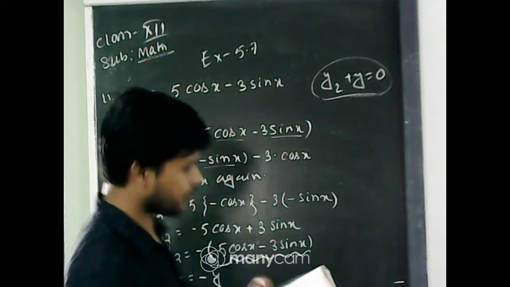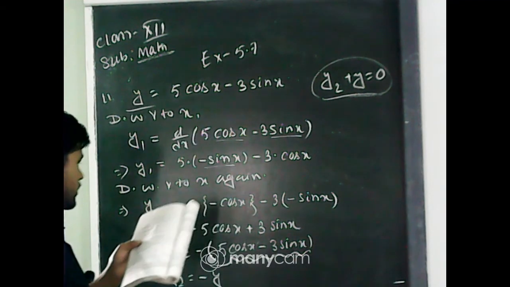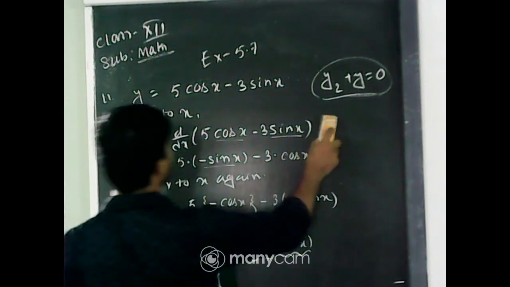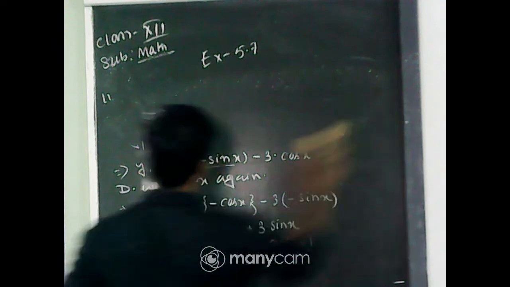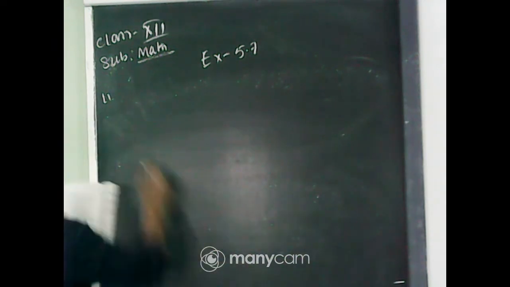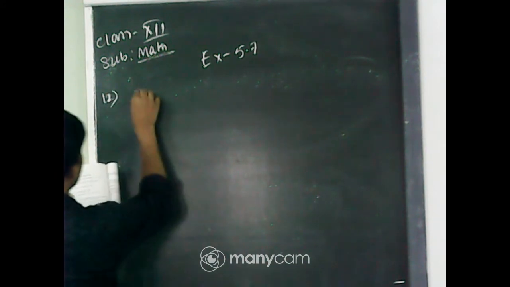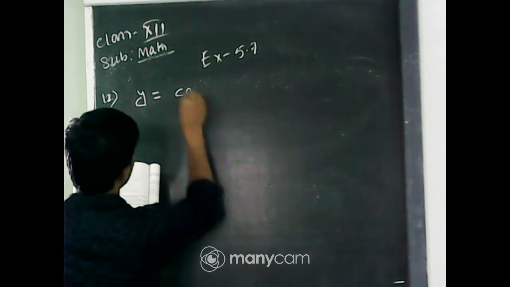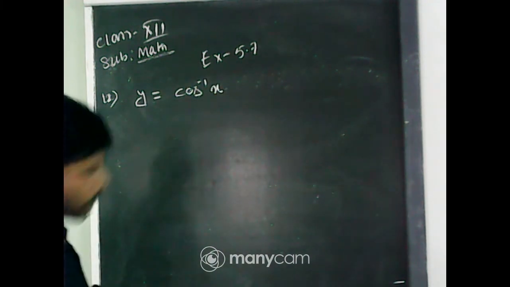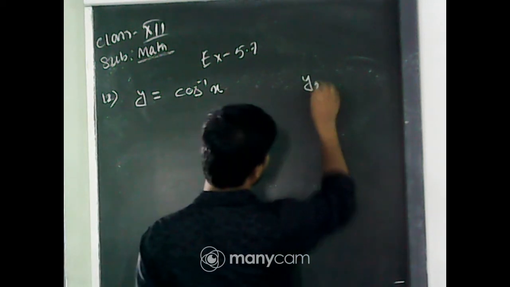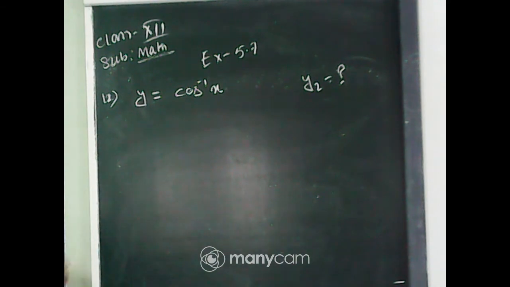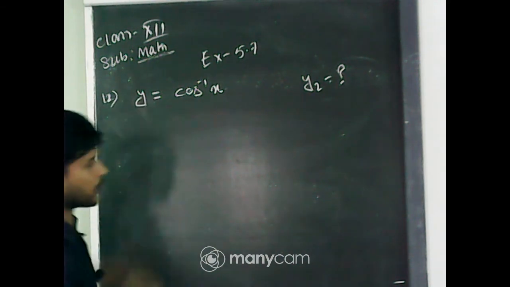Question number 12. y is equal to cos inverse x, we have to find the value of d2y/dx2 in terms of y alone. So write the question. Question number 12, y is equal to cos inverse of x. We have to find the value of d2y/dx2, or what is the value of y2? So differentiating this with respect to x.